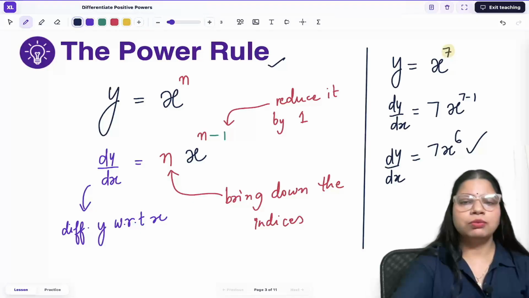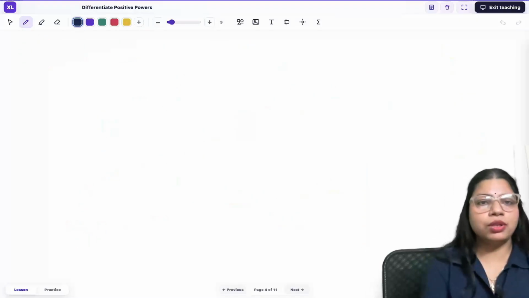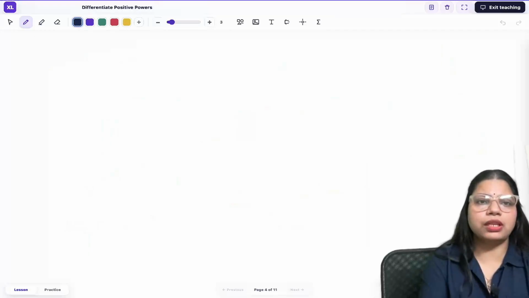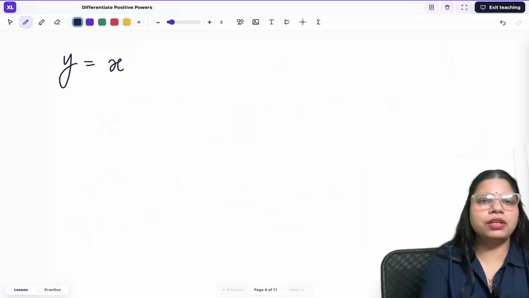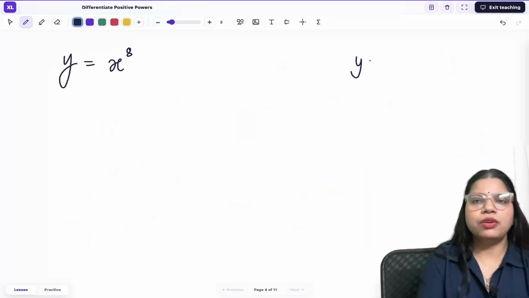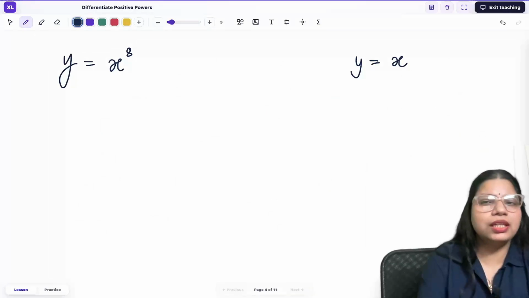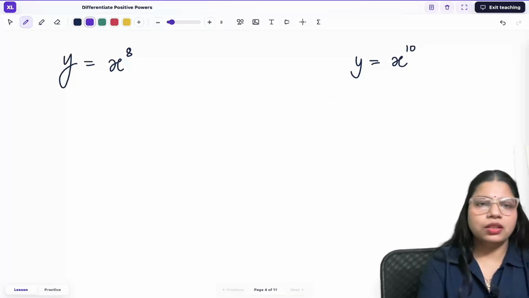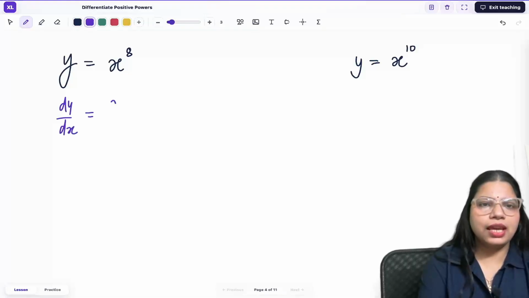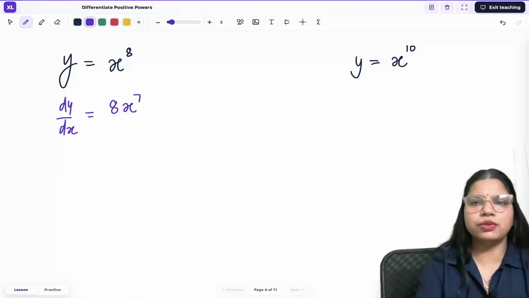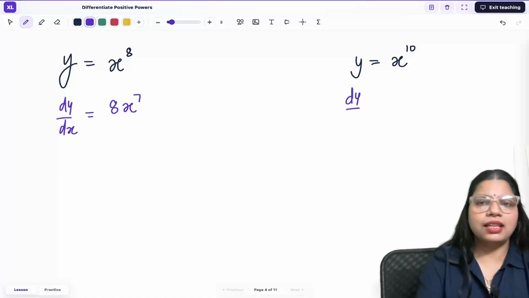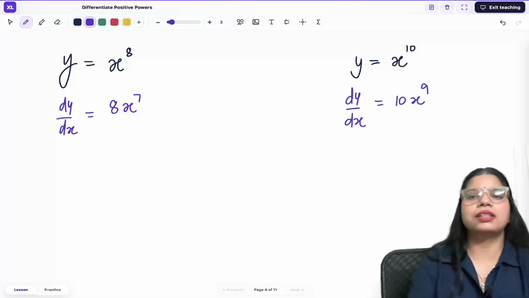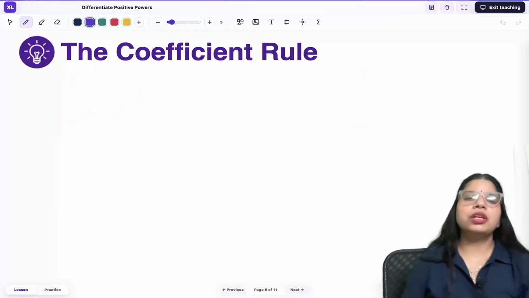Now let's move to the next part where we are going to be discussing some questions very quickly. So I'm giving you 2 questions. You just pause the video, quickly do them and match with me. So if we differentiate that, we are going to get 8x to the 7. Just reduce the power by 1. And there we get 10x to the 9. Perfect.